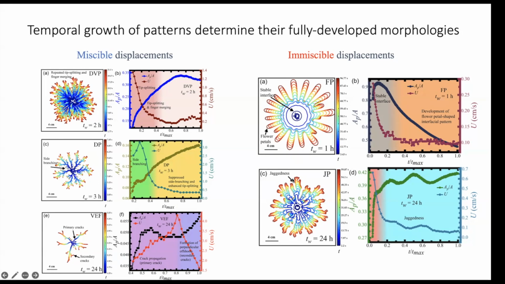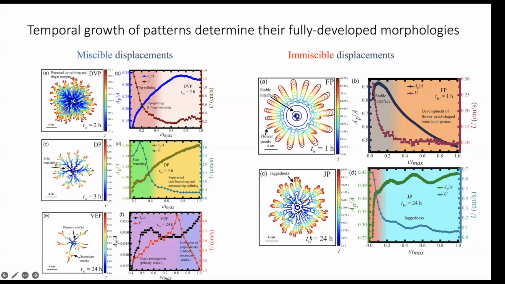Now, this is for the immiscible displacements, when you are invading the oil into the clay. This is when the clay was fresh, and this was when the clay was highly aged. You can see the flower pattern and the jagged patterns that formed. If you look at the speed of the fingertip here, for the flower pattern for the immiscible displacement, again we get a very stable growth. We get a steady growth pretty early on, and that is because of the stabilizing effect of the surface tension.